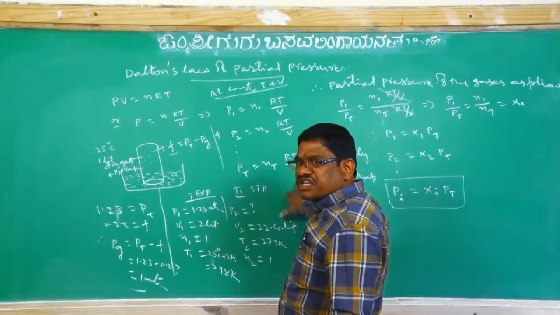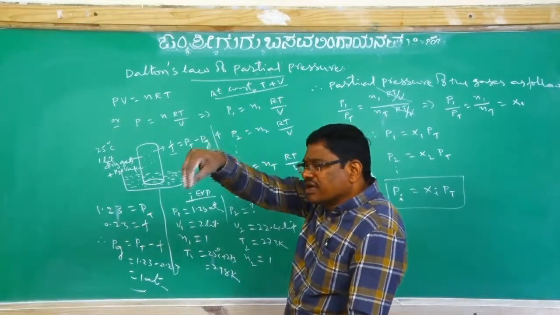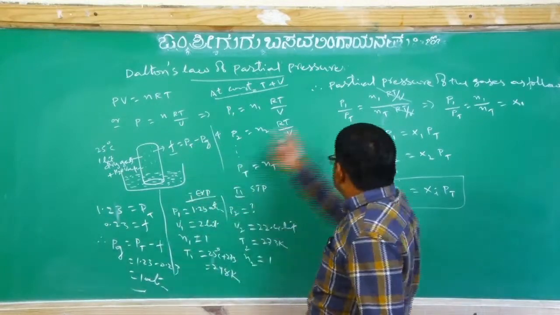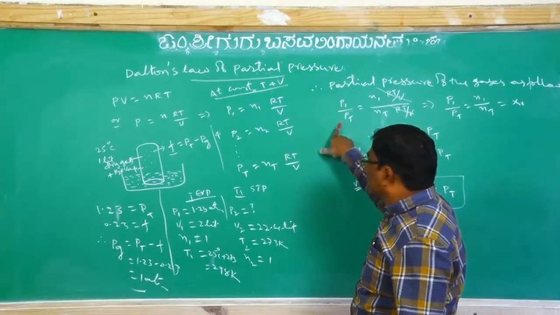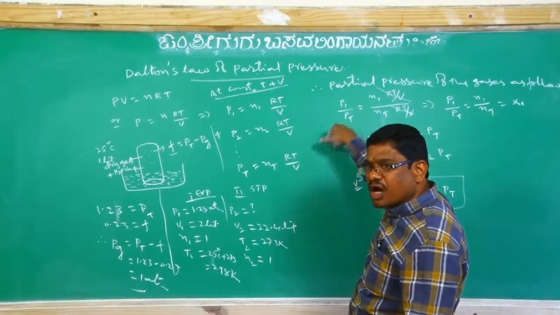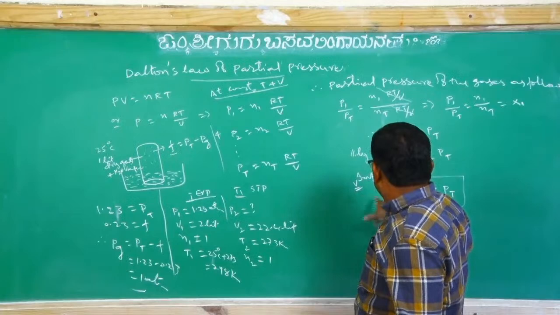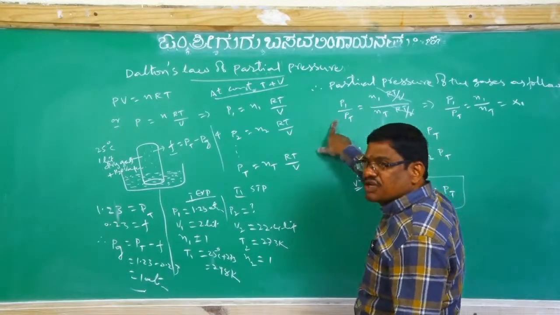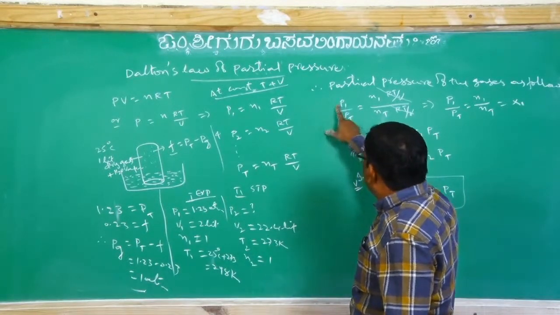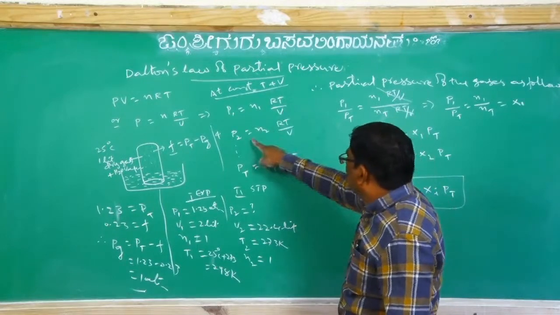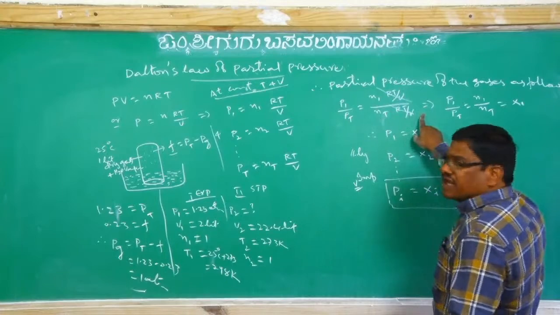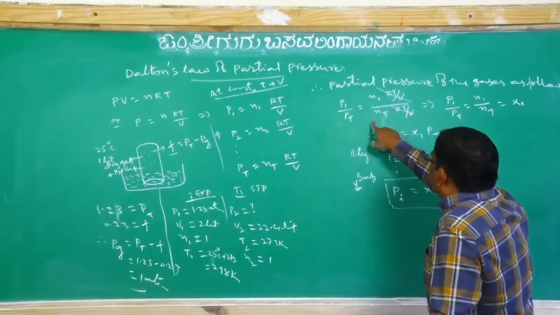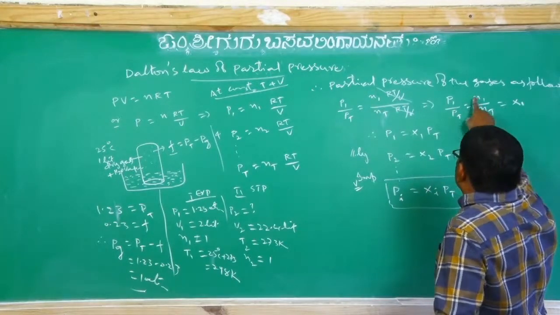What is the definition of partial pressure? The pressure exerted by one gas in its mixture of gases. That is, P1 by PT is the partial pressure ratio of the first gas, P2 by PT of the second gas, so on. PI by PT is for the ith gas. What is the expression for this? N1 RT by V. And for this? NT RT by V. Now RT by V gets cancelled. P1 by PT is N1 by NT.